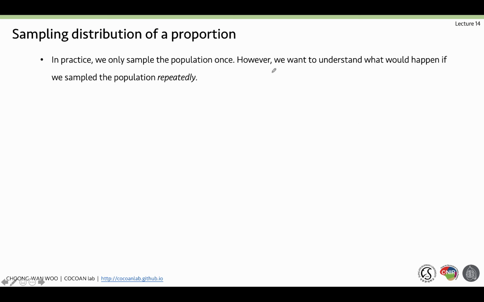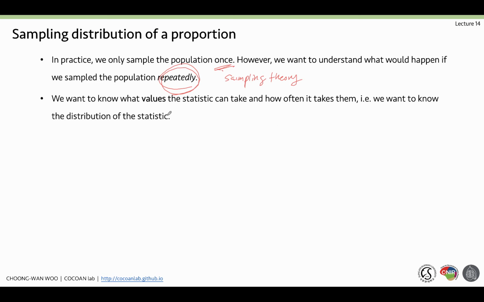In practice, we only sample the population once. Usually, we can sample multiple times, but if we do just one study, that is one sample, right? But here, we want to understand what would happen if we sampled that population repeatedly. That's really the sampling theory. We want to know the values that a statistic can take and how often it takes them. That is a distribution, the distribution of the statistic.